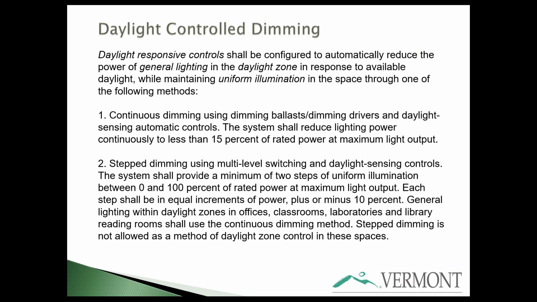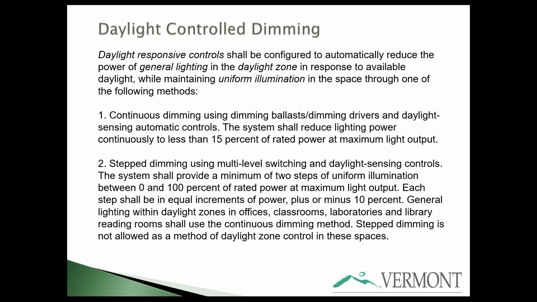Daylight control dimming, so daylight responsive controls shall be configured to automatically reduce the power of general lighting in the daylight zone in response to available daylight while maintaining uniform illumination. It has to be either continuous dimming, and the system should reduce lighting power continuously to less than 15% of the rated maximum. Or you can use step dimming using multi-level switching and daylight sensor controls.